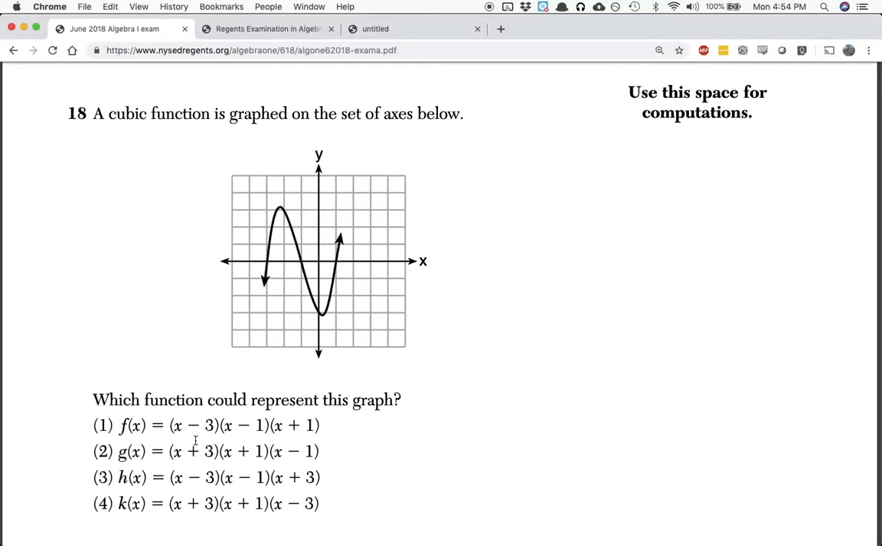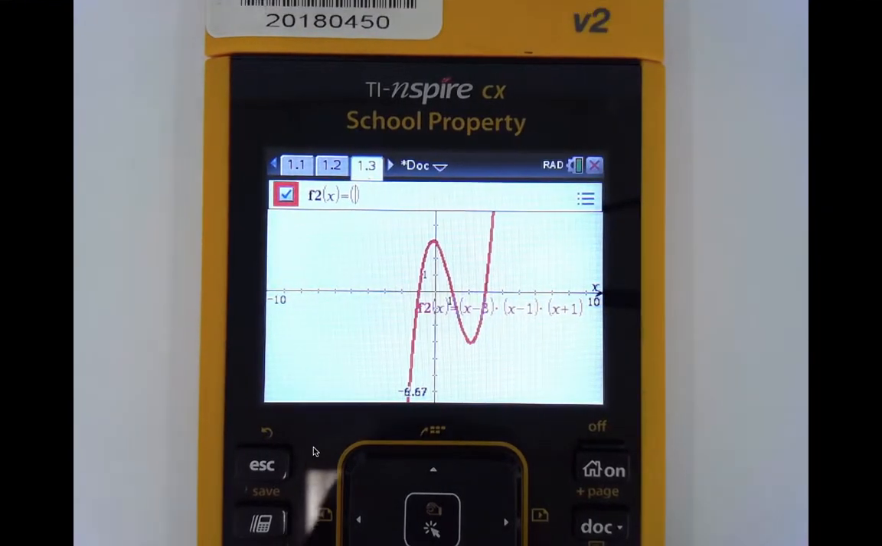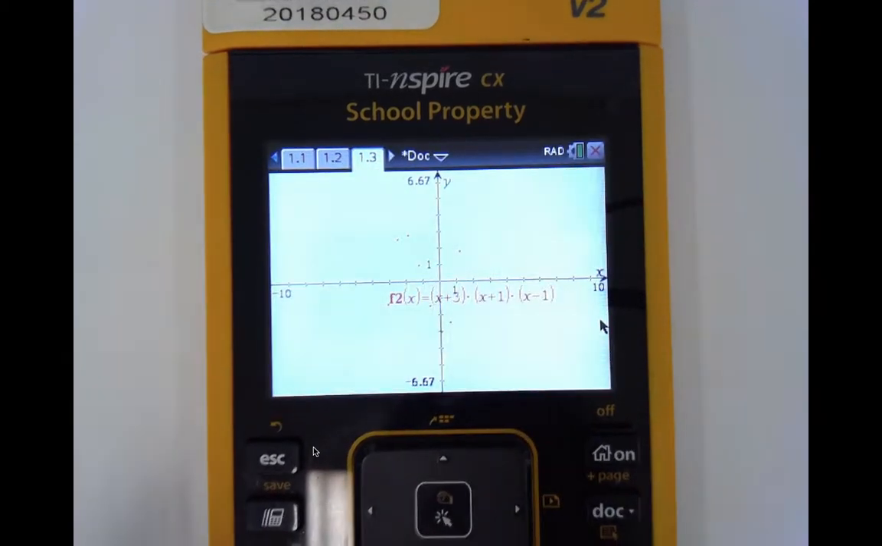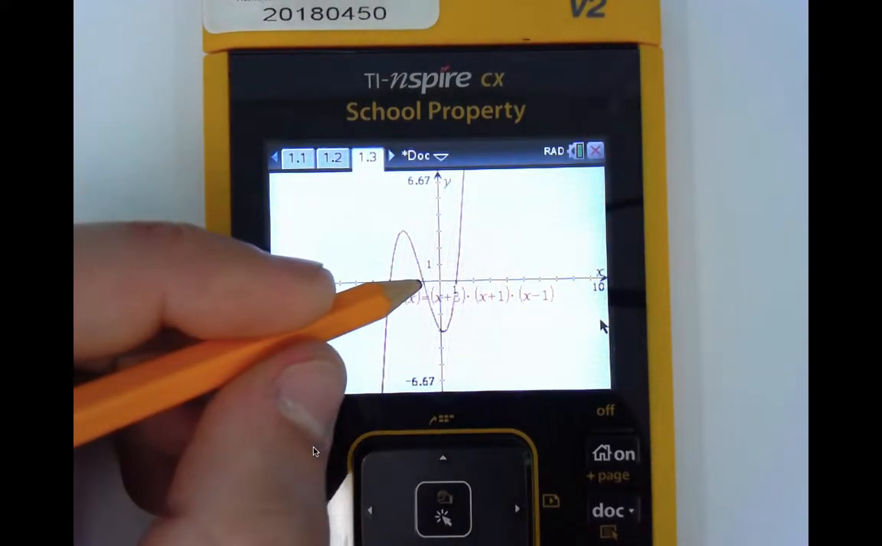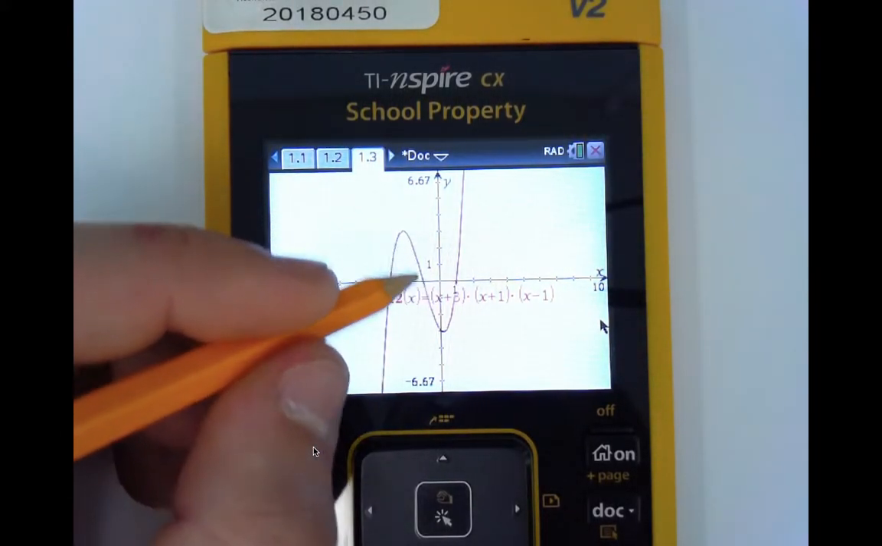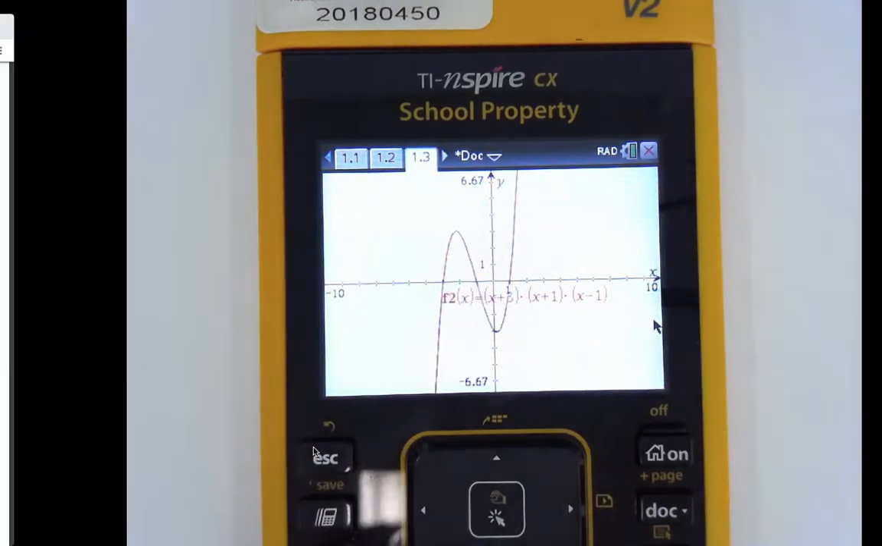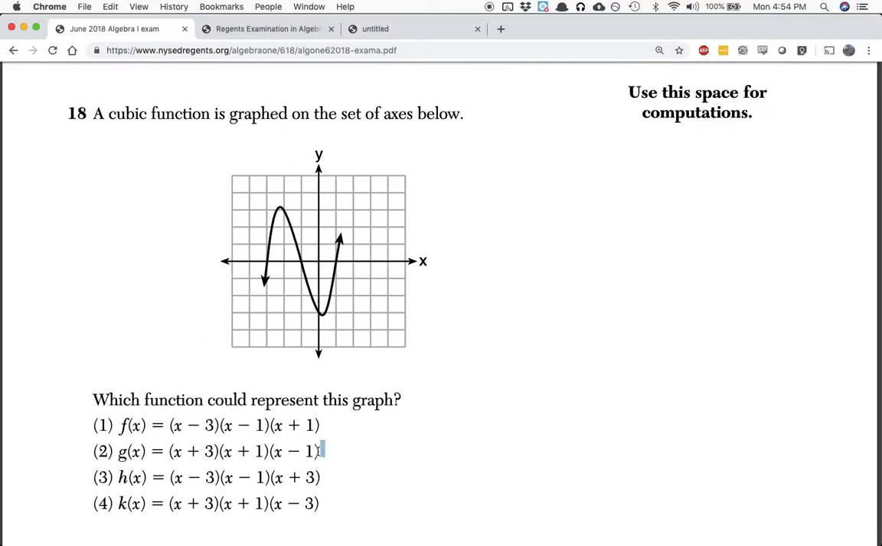The next one was +3, plus 1, minus 1. x plus 3, x plus 1, x minus 1. Graph this, and it looks like I'm hitting at -3, -1, and 1, with the loop going there and then going back down and up again. It looks like it is answer choice 2, right? Going up, hitting at -3, down, hitting at -1, and then back up again, hitting at 1.